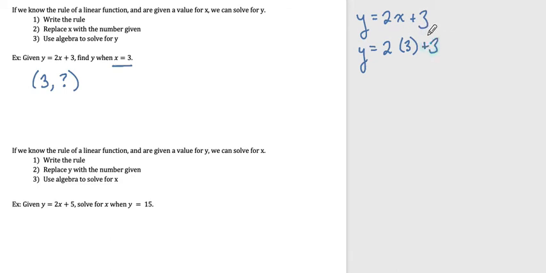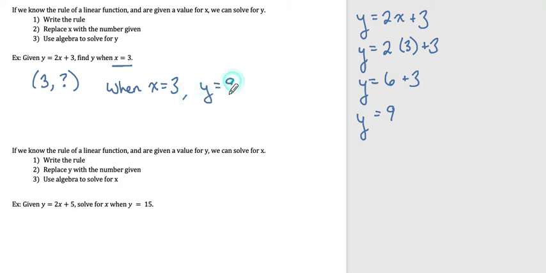And now we can solve. We do multiplication first, right? Remember, BEDMAS. So y equals 2 times 3 is 6, plus 3. And BEDMAS tells us we do our addition and subtraction last. So 6 plus 3 is 9. So this tells us that the line goes through the point 3, 9. So when x equals 3, y equals 9.